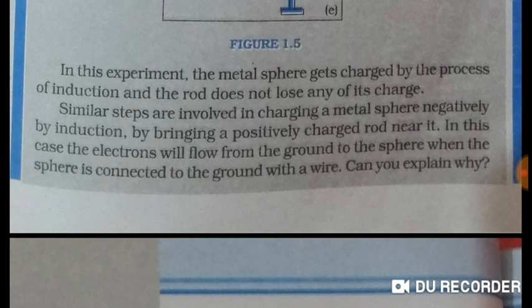charged rod near it. In this case, the electrons will flow from the ground to the sphere when the sphere is connected to the ground with a wire. Can you explain why?